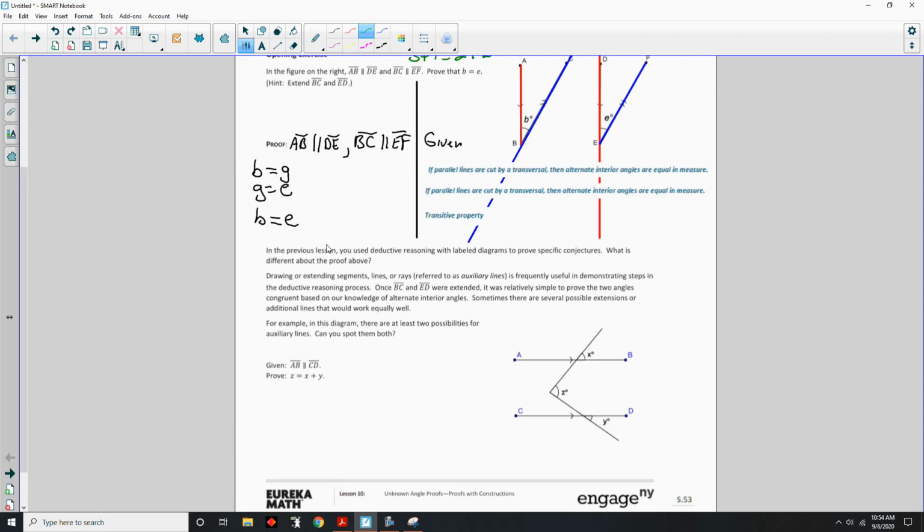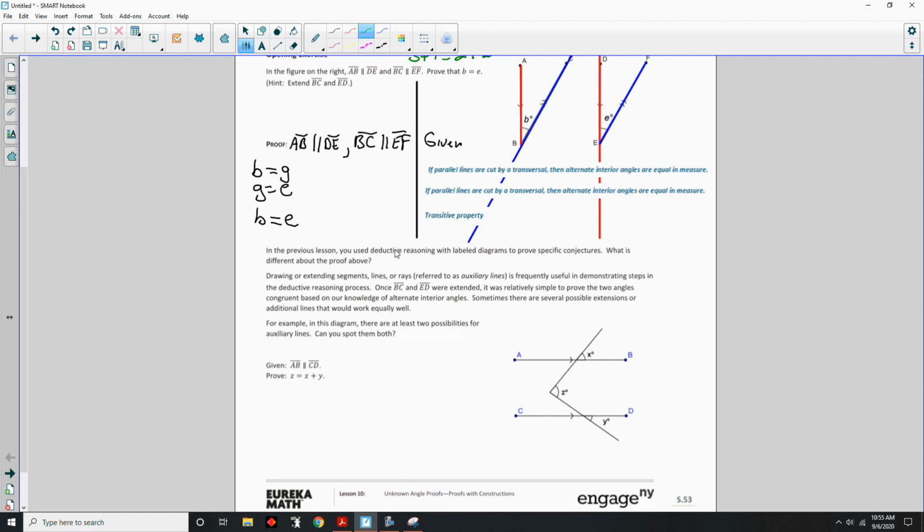Okay, in the previous lesson you used deductive reasoning with labeled diagrams to prove specific conjectures. What is different about the proof above? Drawing or extending segments, lines, or rays, referred to as auxiliary lines, is frequently useful in demonstrating steps in the deductive reasoning process. Once segment BC and segment ED were extended, it was relatively simple to prove the two angles congruent based on our knowledge of alternate interior angles.